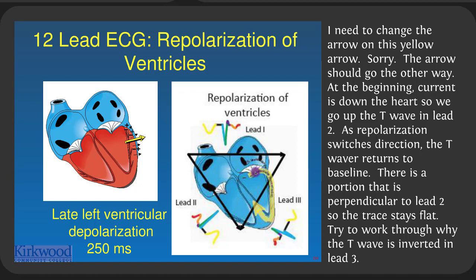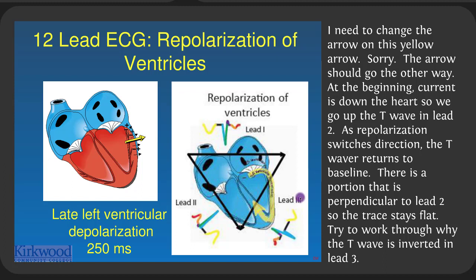At the beginning of the current, it's running perpendicular to lead 2, so we don't see anything. Then it runs with our lead, so we go up, turns around and goes back against our lead, so that's why we get a T wave that goes up and down. Here's the up part of the T wave, and here's the down part. Notice that in lead 1 we get the same basic thing. We run with our lead, we're then perpendicular, and then we're against it.